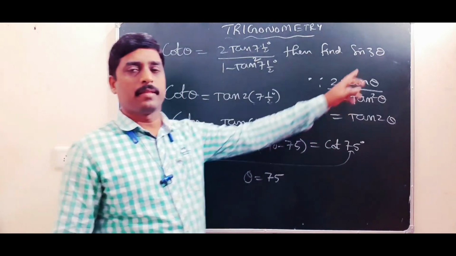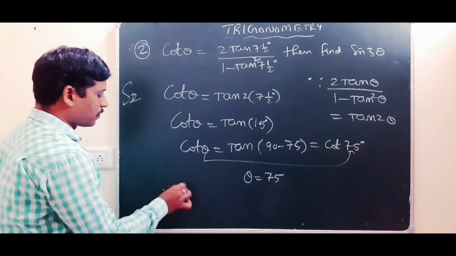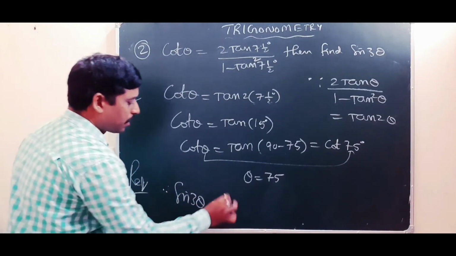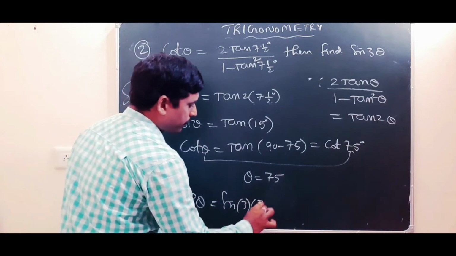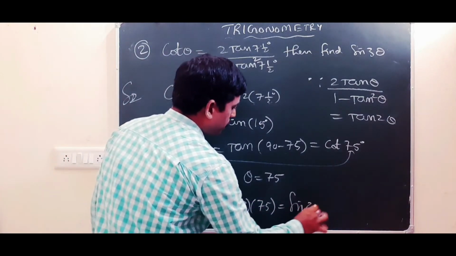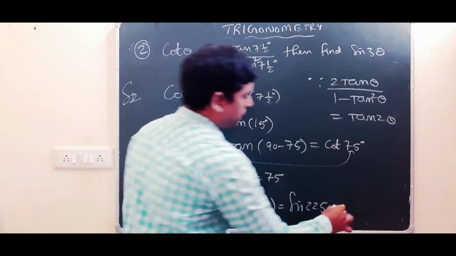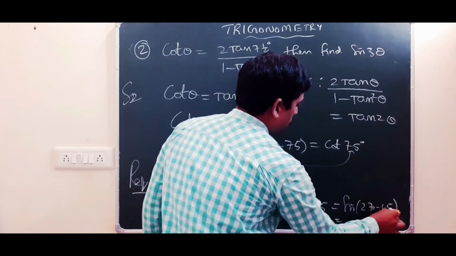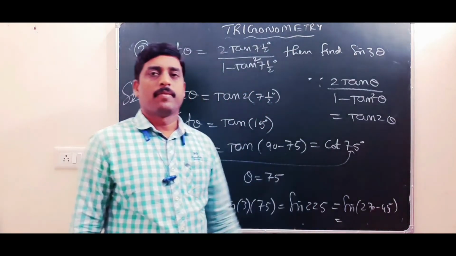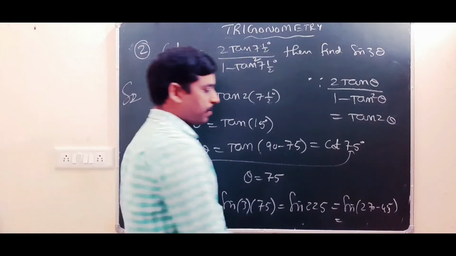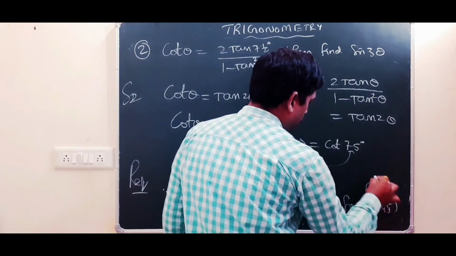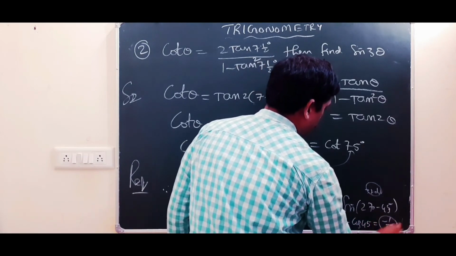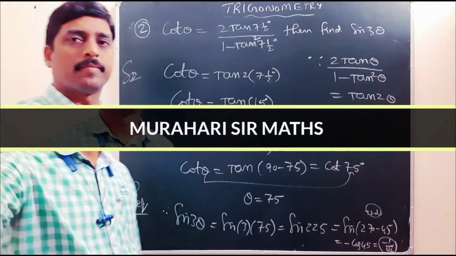But our target is sin 3 theta. Therefore sin 3 theta is equal to sin 3 into 75, so this will be sin 225. Sin 225 value, right? Sin 270 minus 45. Sin of 270 minus theta gives minus cos theta. So this is in the third quadrant, so minus cos 45. This is equal to minus 1 by root 2. So minus 1 by root 2 is the correct answer.